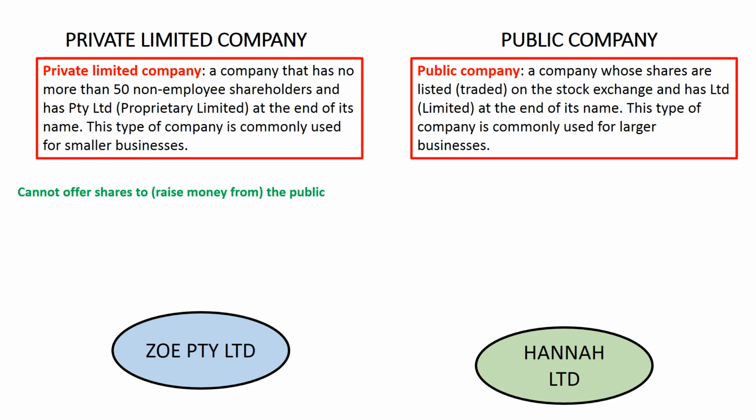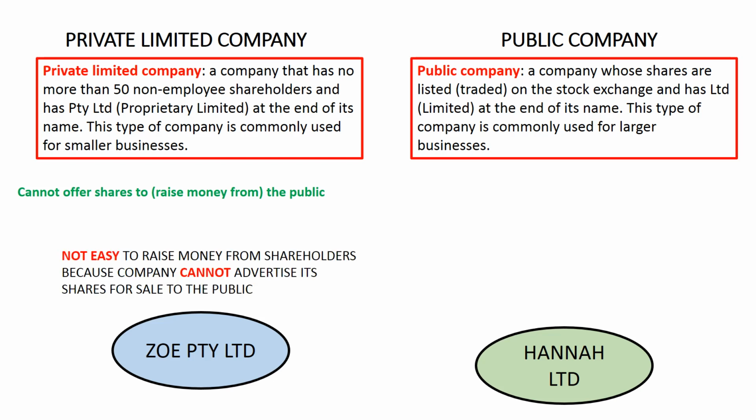That is, it's not allowed to advertise its shares for sale to the public. Instead, if a private limited company wants to obtain money by selling shares in itself, it must individually approach people who it thinks may want to buy those shares and ask each of these people if they do in fact want to buy shares in the company. As a result, it's not easy for a private limited company to raise money from shareholders because it cannot advertise its shares as being for sale.